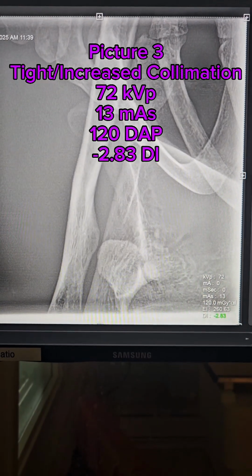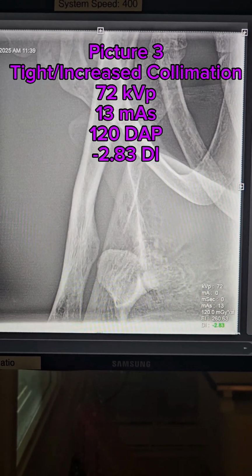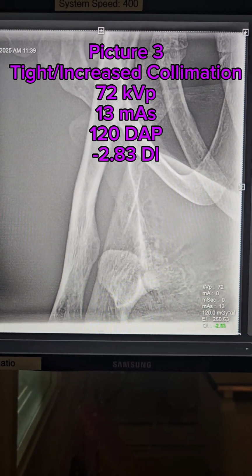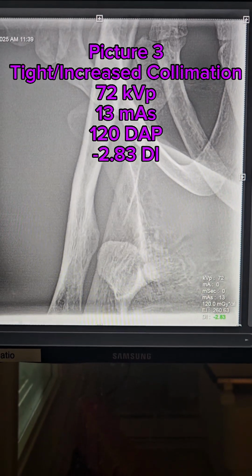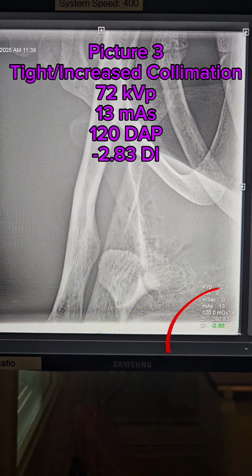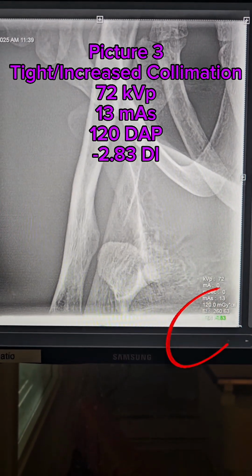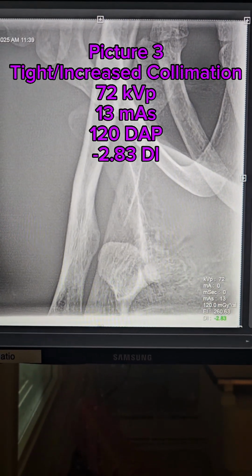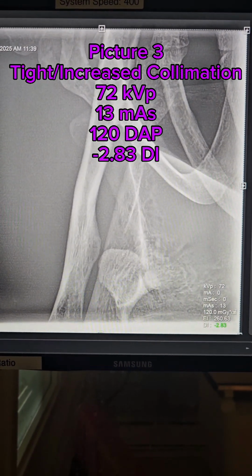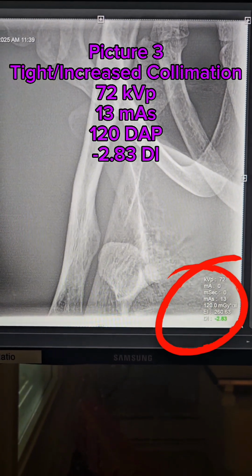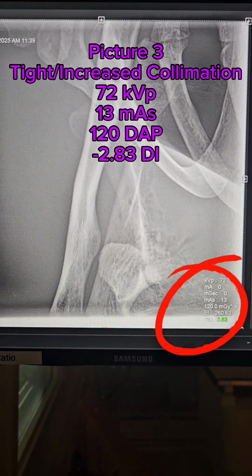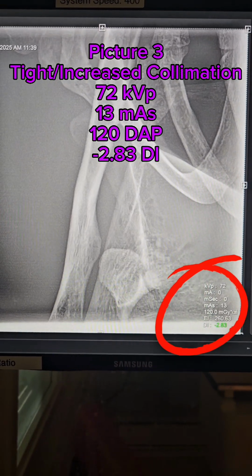This last picture, we created super tight collimation of about a 2 by 3 inch field of view. So we increased collimation, made the light smaller. This is good. Will decrease IR exposure because less scatter will be produced, but it will also increase contrast because less scatter will be produced, or grays. But the best part is the DAP. The DAP on this collimated image went down to 120 milligray centimeters squared.